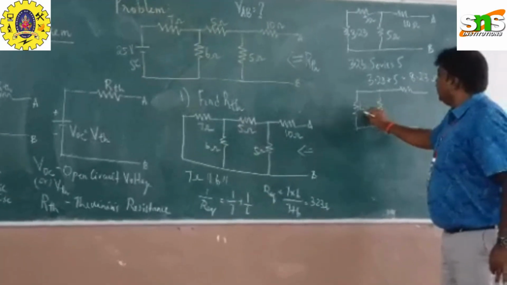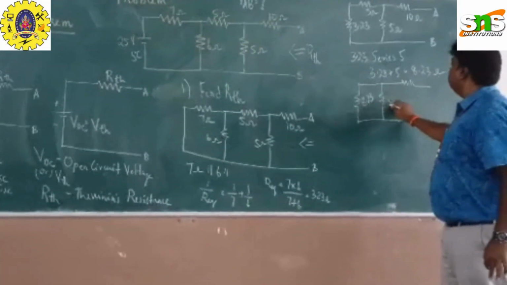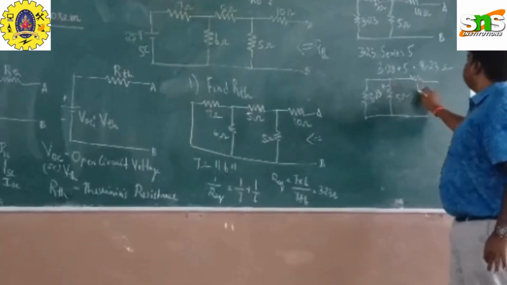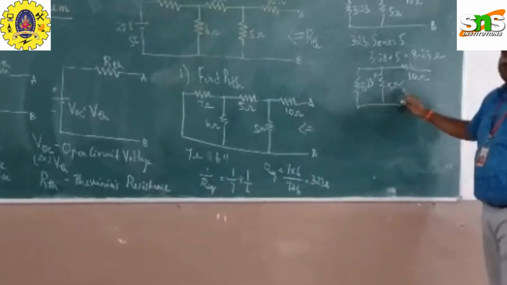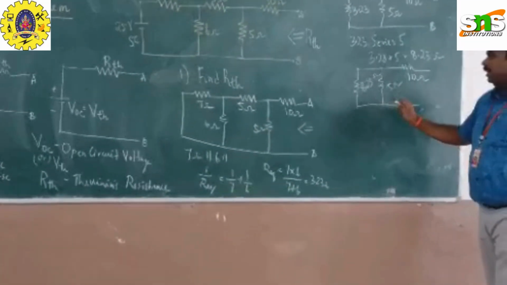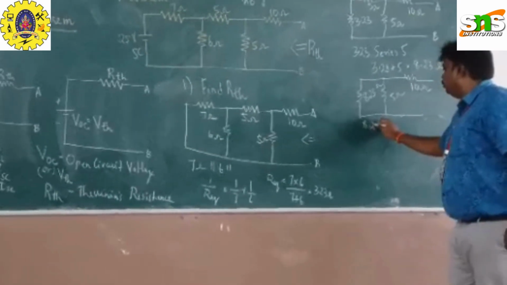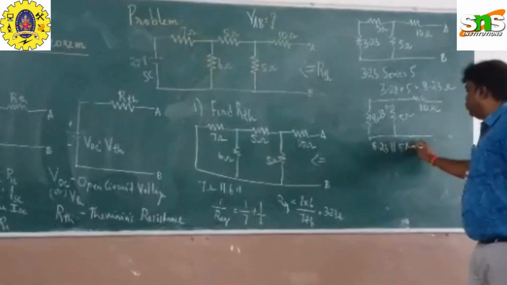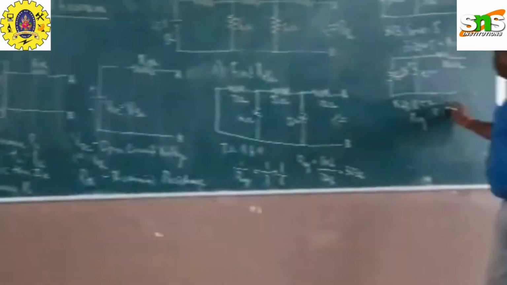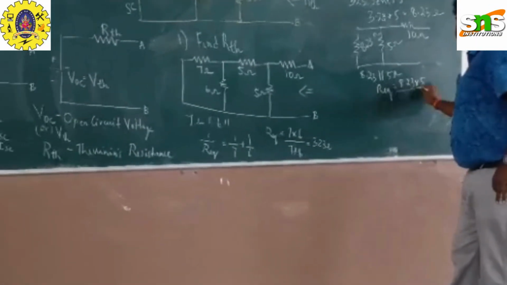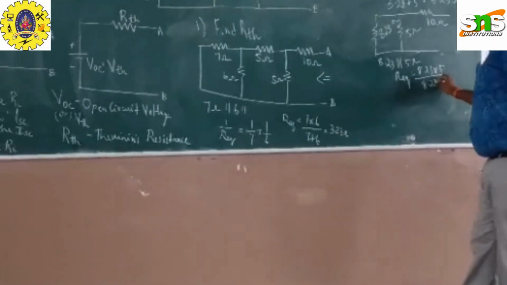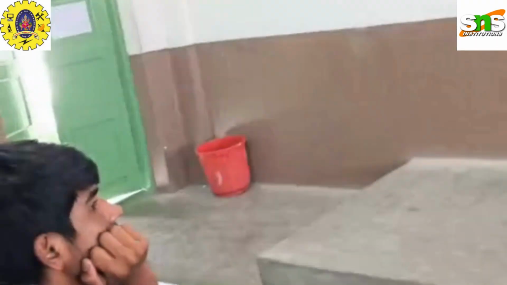So I get a circuit diagram like this. This is 8.23, this is 5 ohms, this is 10 ohms. How are this 8.23 and 5 ohms connected? Parallel. So now go with 8.23 parallel to 5 ohms. What is the answer? R equivalent is equal to 8.23 multiplied by 5 divided by 8.23 plus 5. What's the answer? 3.11.